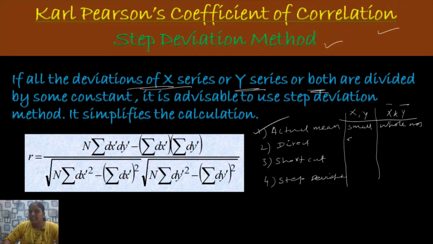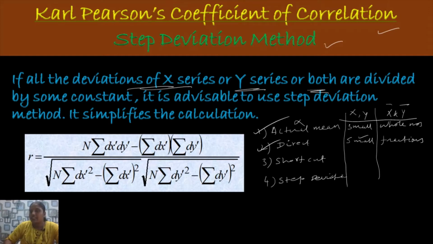In case the actual means x bar and y bar are fractions, even though x and y take small values, then we go for the direct method, because in that situation it is very difficult to calculate the Pearson correlation coefficient using the actual mean method. So we prefer the direct method in such cases.